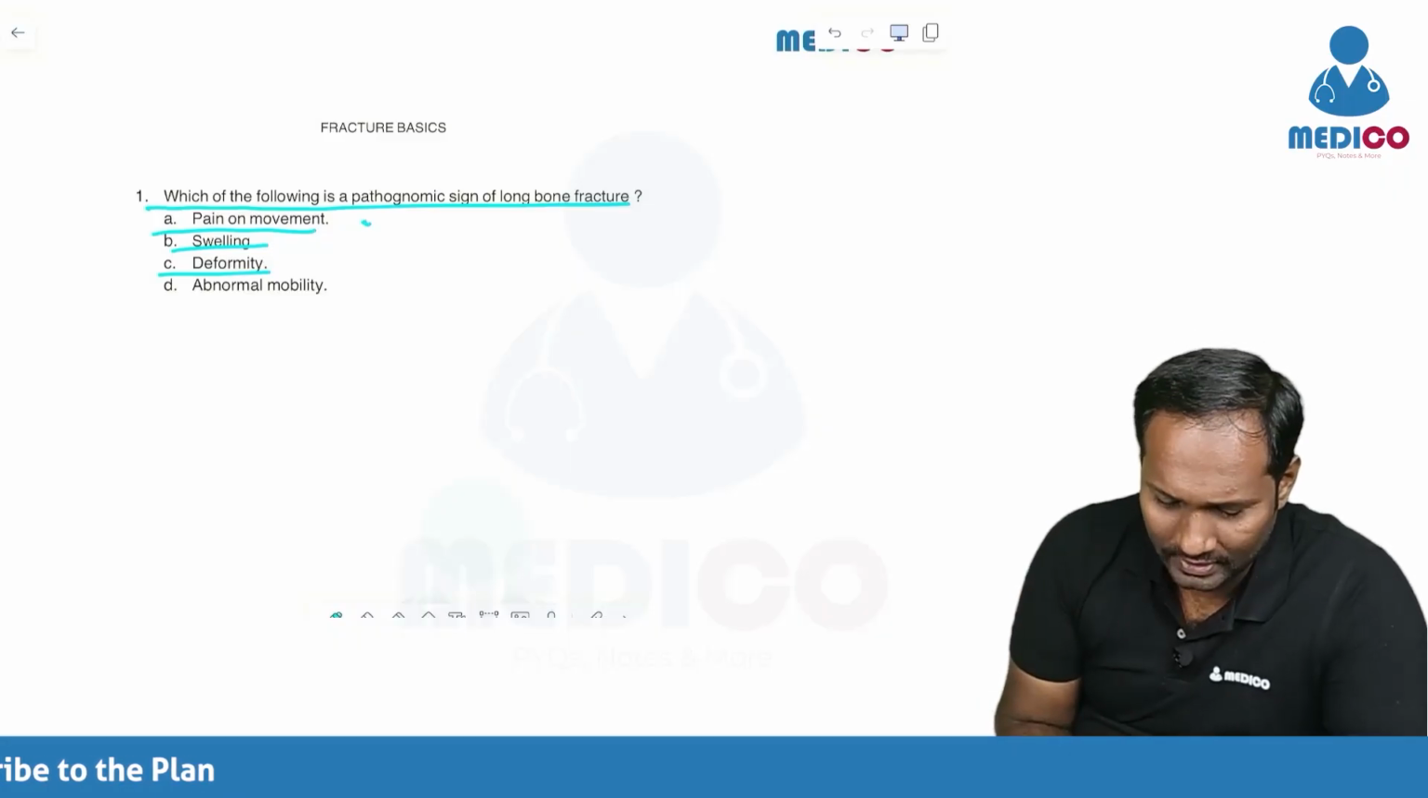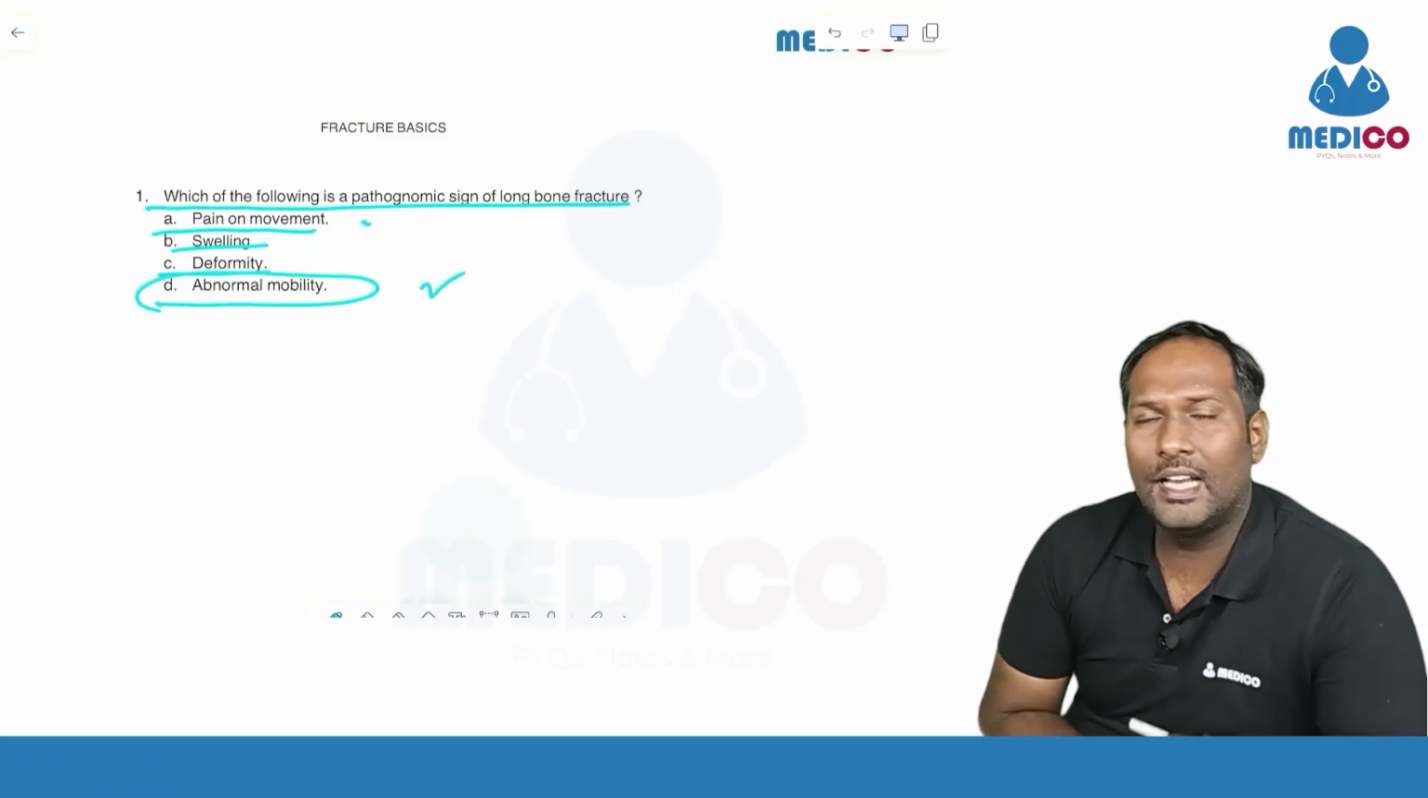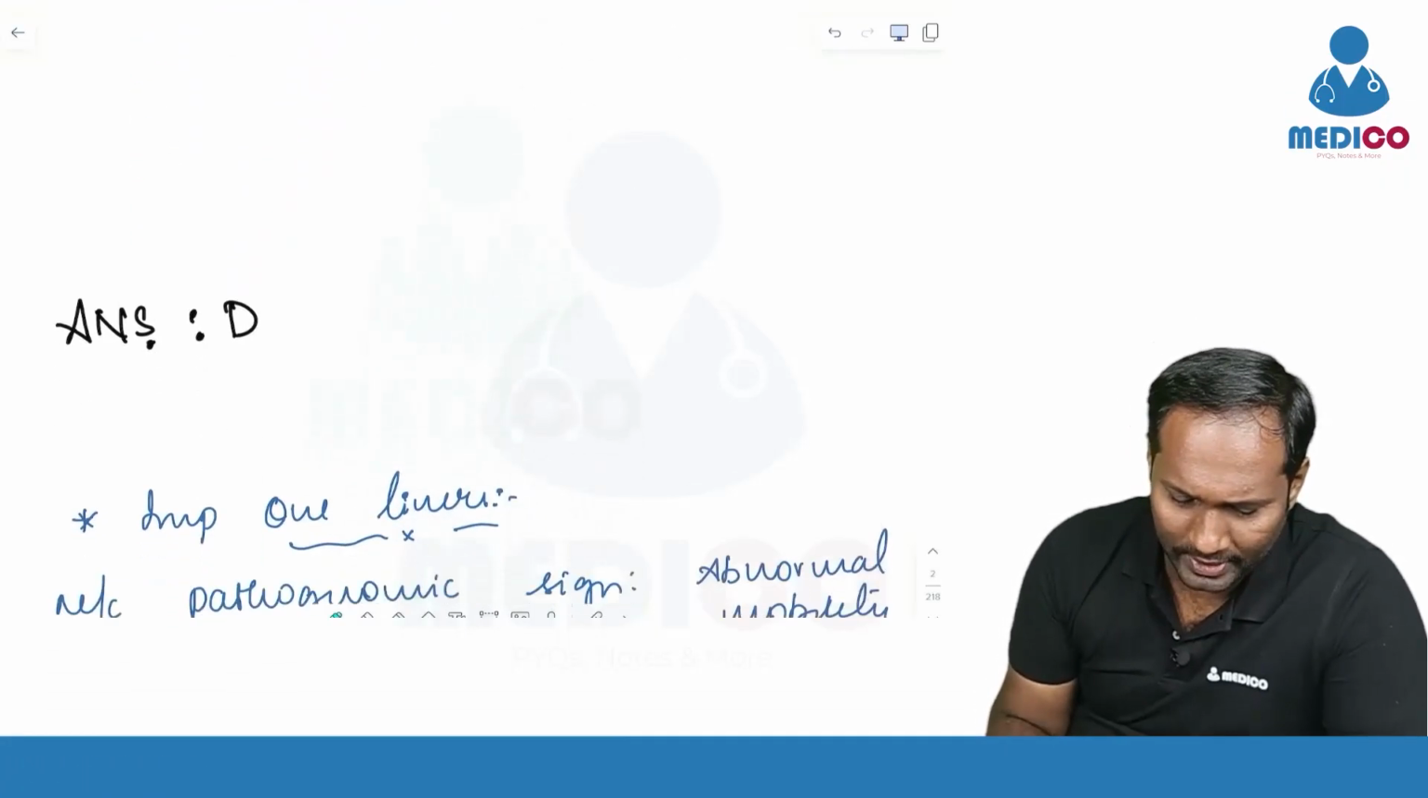The sign for a fracture is abnormal mobility. The answer for this question is abnormal mobility.